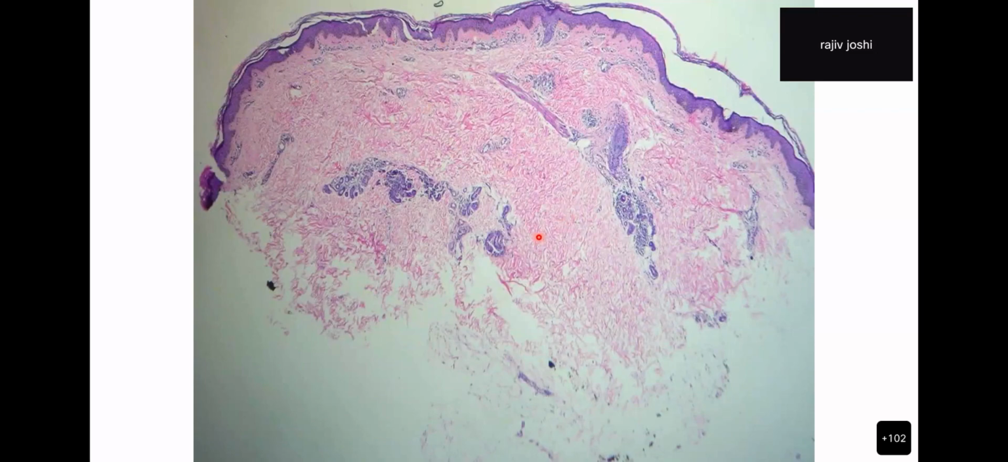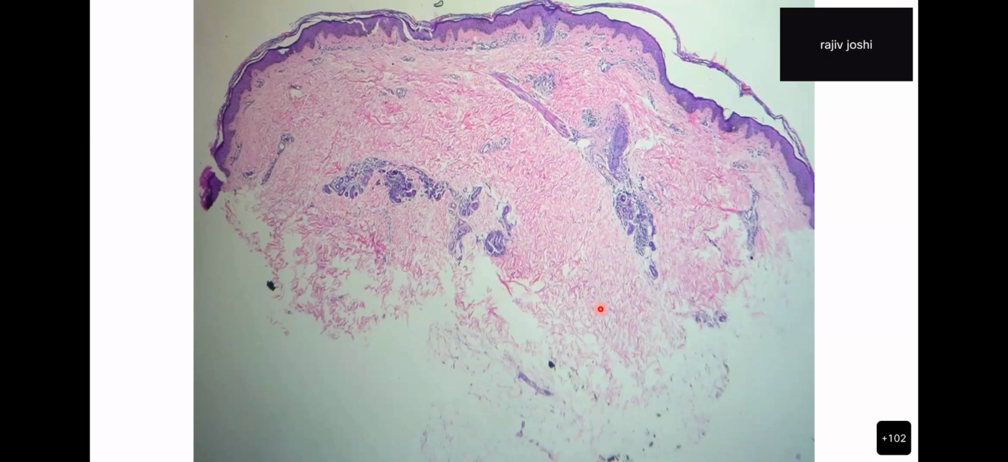What you see is, now if you look at the pattern again, it's very sparse to moderately dense, superficial and deep, perivascular, and very selectively adnexal. Now the adnexa include hair follicles, arrector pili muscles, eccrine glands and nerves. So if you see here, these are all eccrine glands, and surrounding them you have these lymphocytic infiltrates.